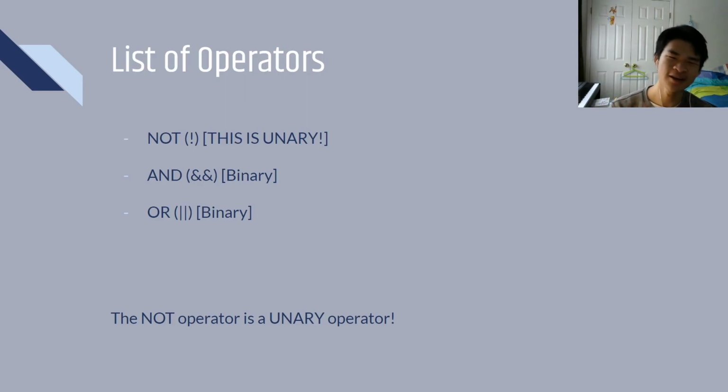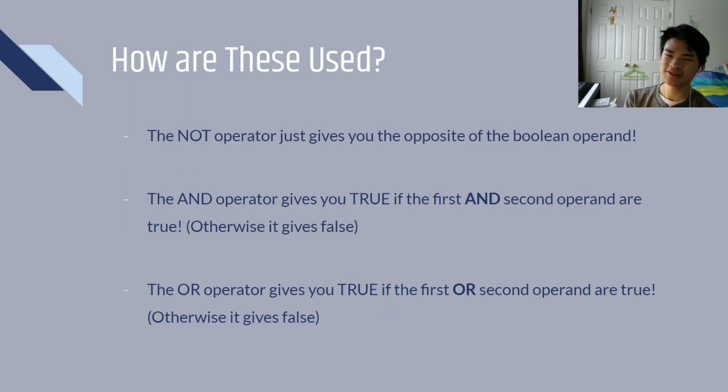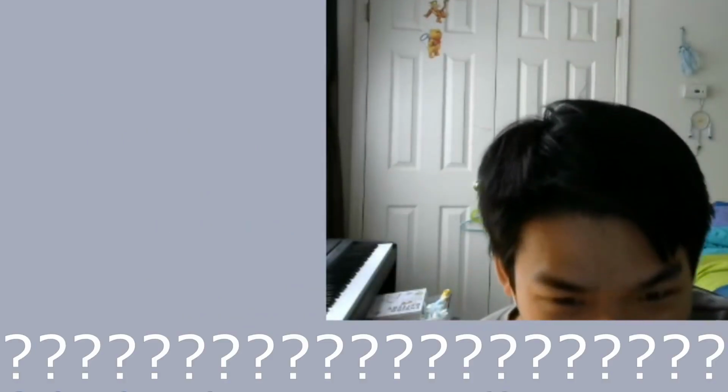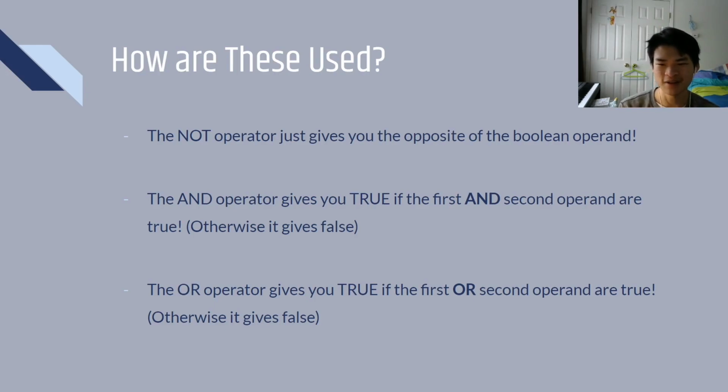Now there are many other operators that fall into this category, but we only need to know these 3 for Java. These operators are used with Boolean operands. Only Boolean operands. The not operator just gives you the opposite of the incoming Boolean operand. The and operator gives you true if the first operand and the second operand are both true. Otherwise, it just gives false. The or operator gives you true if the first operand or the second operand is true. Otherwise, it will just give false.